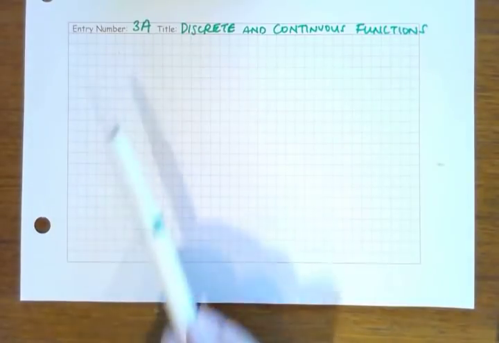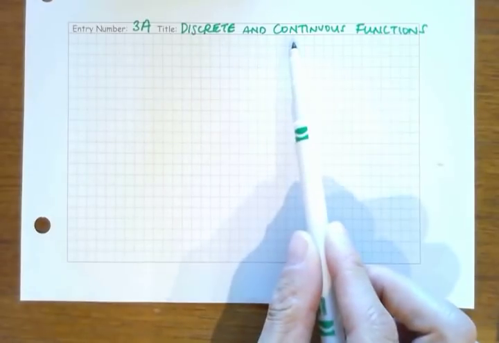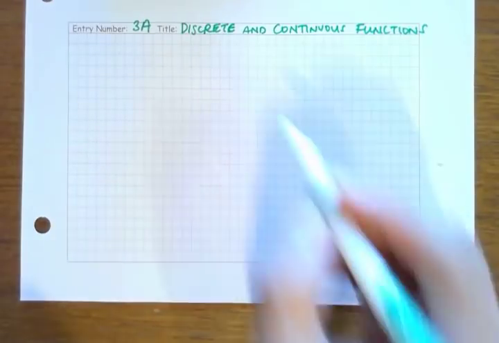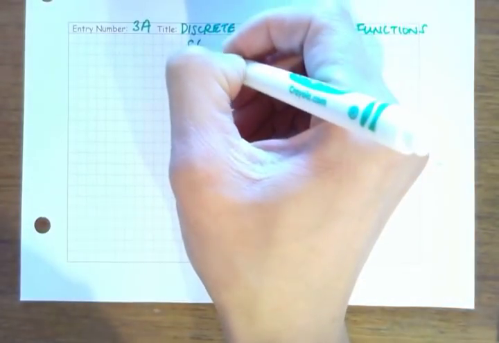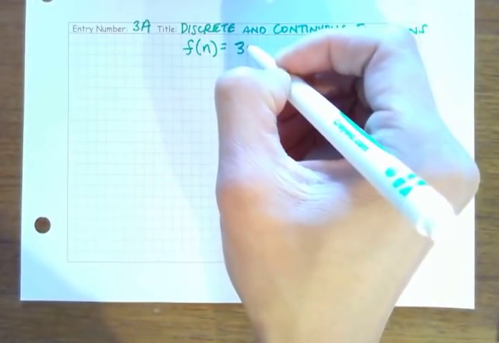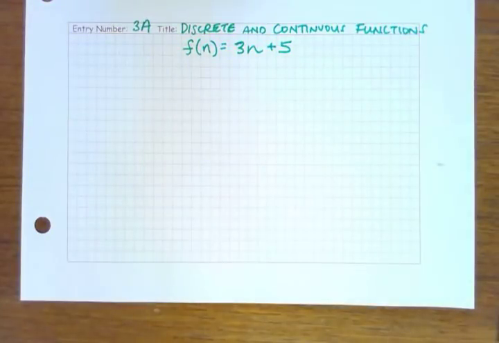These are the video notes for 3A, and the title is Discrete and Continuous Functions. Let's start with a function, and for this case it will be f of n is equal to 3n plus 5. I was going to say 5 plus 3n, that's the same thing. And we can think of this as being discrete or continuous, and it depends on the situation.